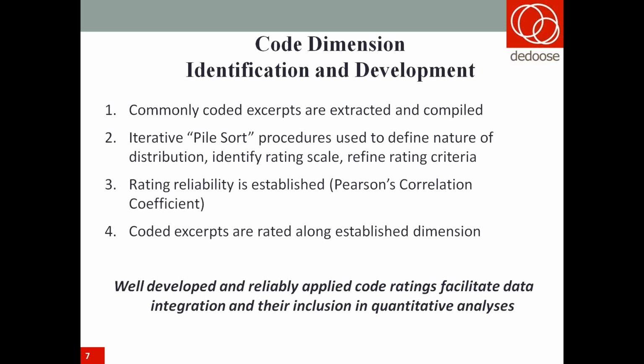So in the end, we developed a 5-point rating system. And we worked very hard to refine these criteria, and again, testing reliability on how our team applied 2s and 3s and 4s, rules for what distinguished a 3 from a 4, what's necessary for that 4 to be applied. You can test inter-rater or inter-rating reliability using Pearson's correlation coefficient. And so then as we apply these, we pull these excerpts back out of our data set, and then we can tag them with the appropriate rating. So these well-developed and reliably applied code ratings facilitate data integration.